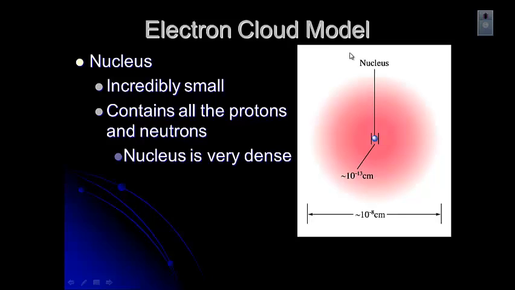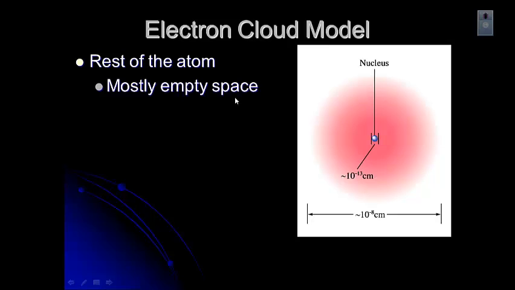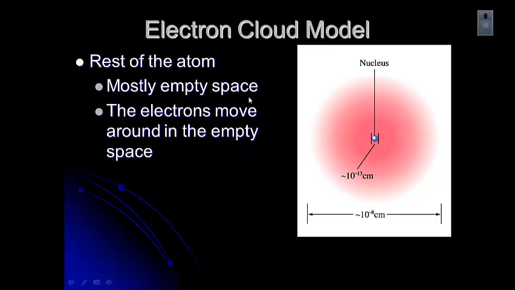It's very dense because we just talked about the fact that the mass of the proton and the mass of the neutron are 1 AMU. The mass of an electron is about 1/2000th of that. So most of the mass of the atom is in the nucleus. And then the rest of the atom is just empty space. And so there's empty space there, and the electrons just move around in that empty space. There aren't really specific orbits. You know, we think about the planets orbiting around the sun. They have a defined path. The electrons are just moving around in that empty space.